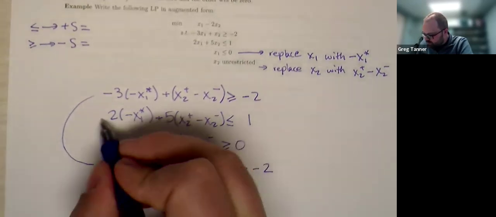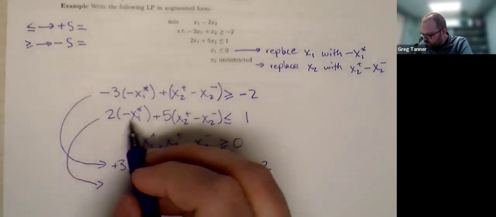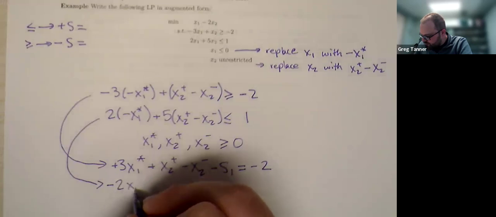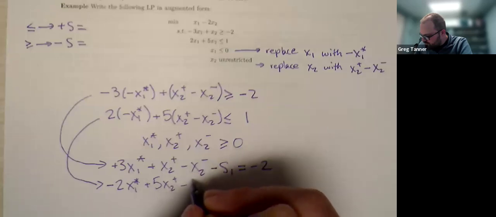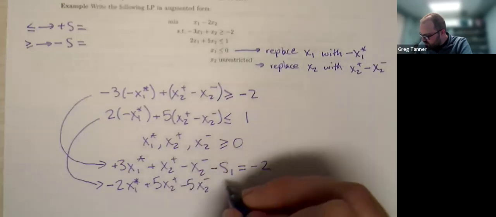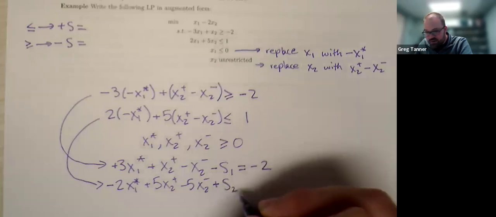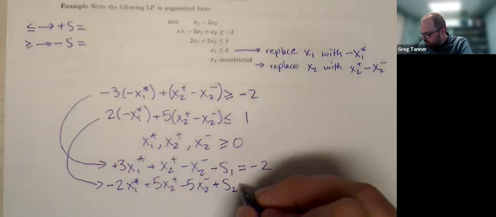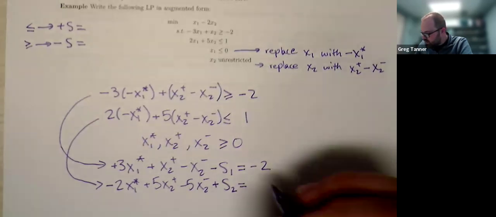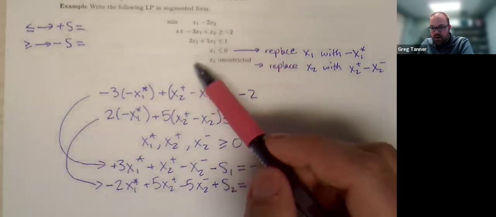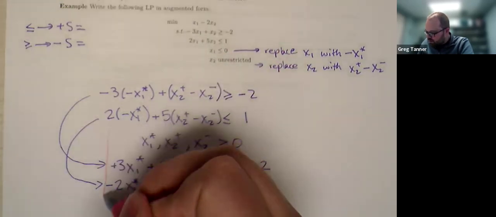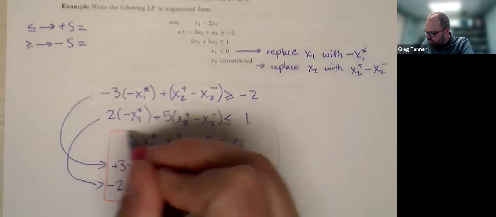Let's do the next constraint. So 2 times negative x1 star is going to be -2 x1 star plus 5x2 plus minus 5x2 minus. Now we got a less than or equal to constraint, so we'll do plus. We need to introduce a different slack variable, and so we'll call this one S2. And that will then change our inequality into an equality, and our right-hand side is 1. Okay, and so if I wanted this problem in augmented form, these would be my constraints in augmented form.